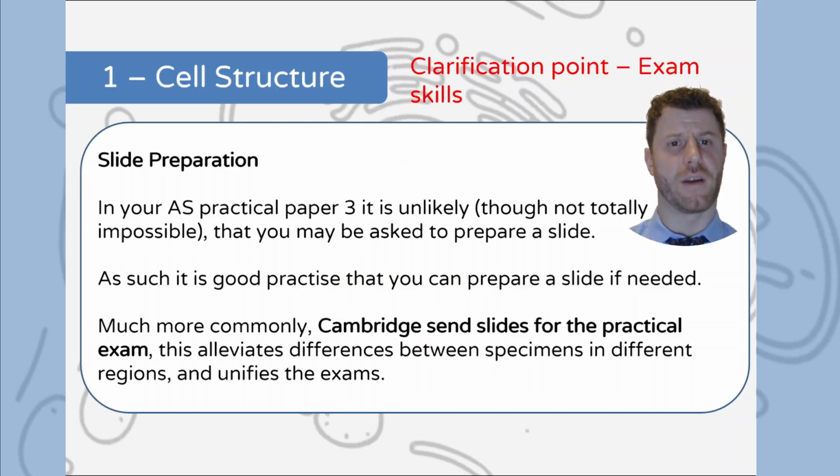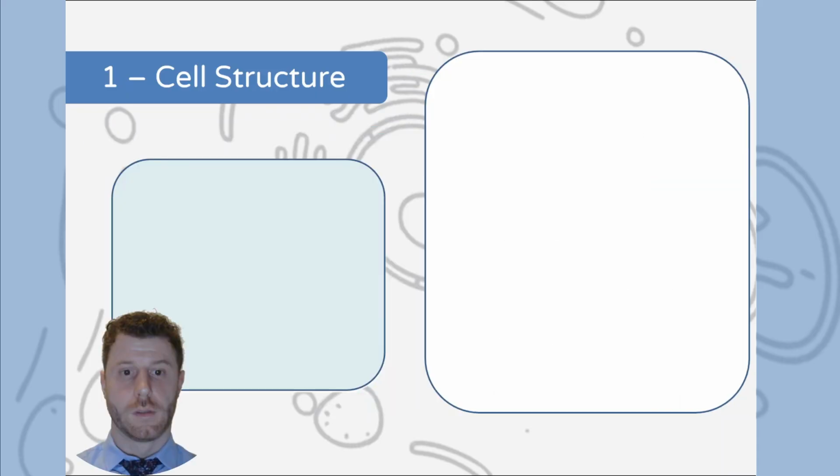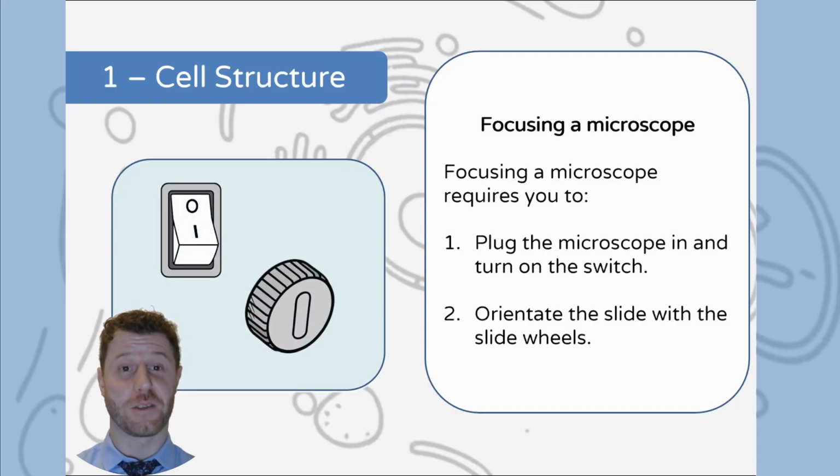Let's move on to having a look at how we focus the microscope. So, how do you get that microscope focused? We're going to look at the theory, and then I'm going to show you some videos to really help you to put together that idea of what you need to do in the practical. First and foremost, you need to be able to, sound silly, but turn on the microscope. Don't forget, there is a big button underneath, usually on the side, where you flick on your microscope, and you need to orientate the slide with the slide wheels. I'll show you what I mean by orientating in just a second.